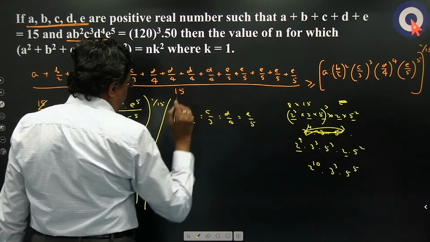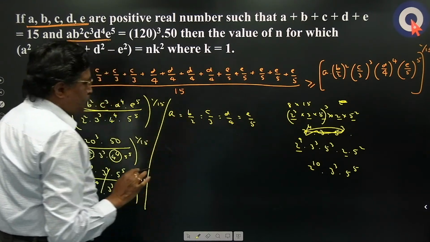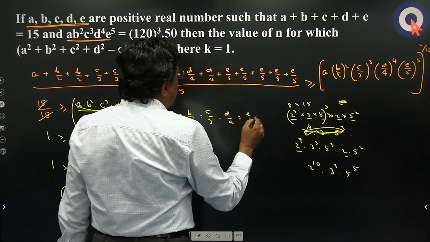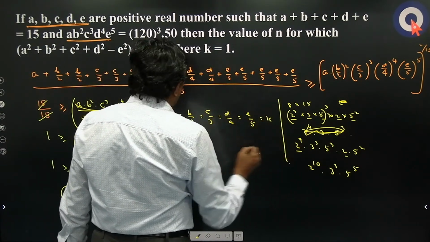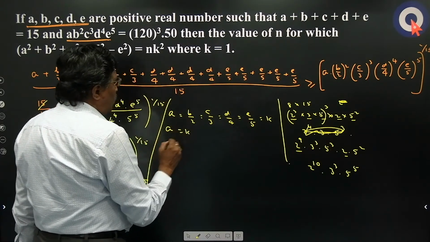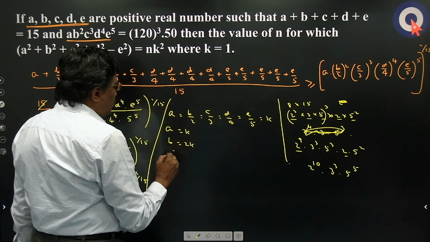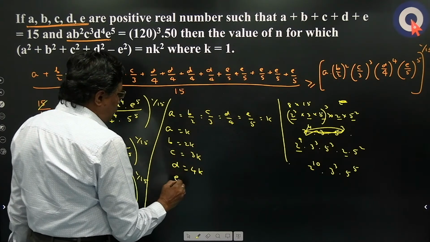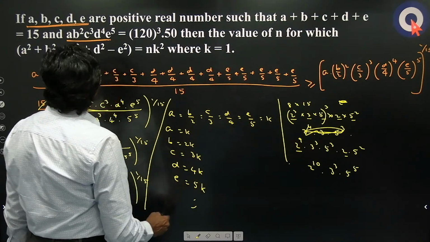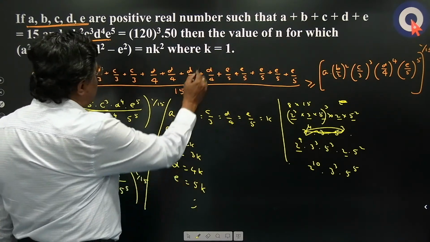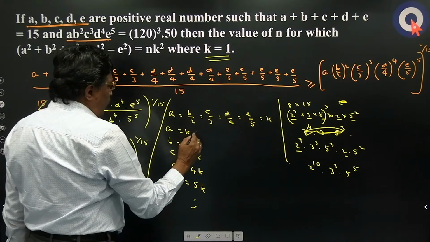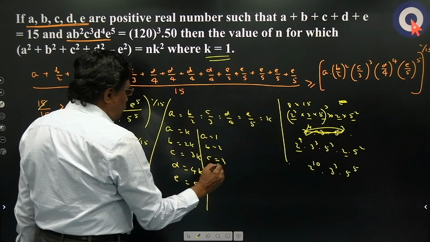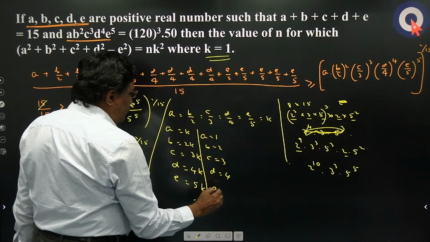So actually the problem gets over here. But then to put it into perspective, let us say a is equal to k, b is equal to 2k, c is equal to 3k, d is equal to 4k, and e is equal to 5k. So what do we want? For k is equal to 1, we can have simply a is equal to 1, b is equal to 2, c is equal to 3, d is equal to 4, and e is equal to 5.